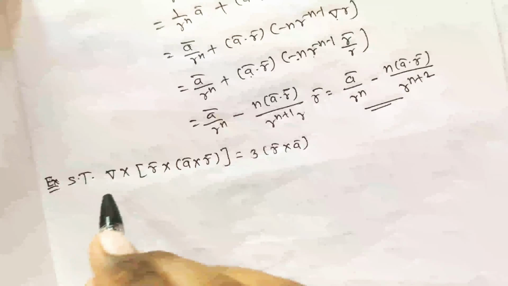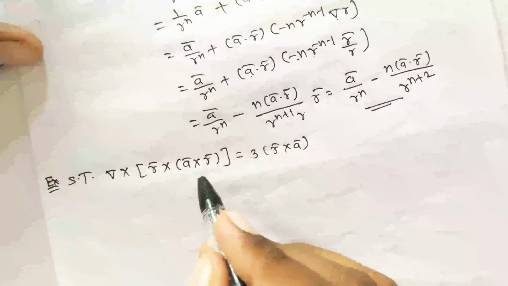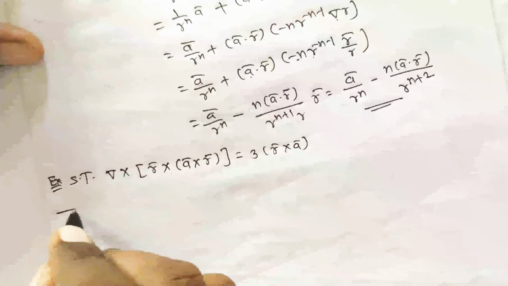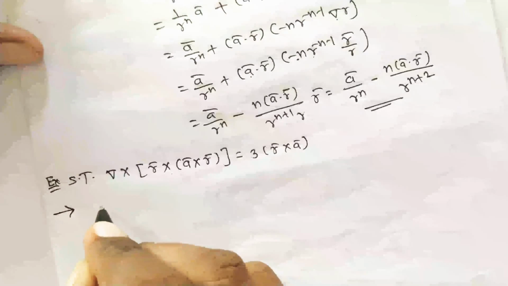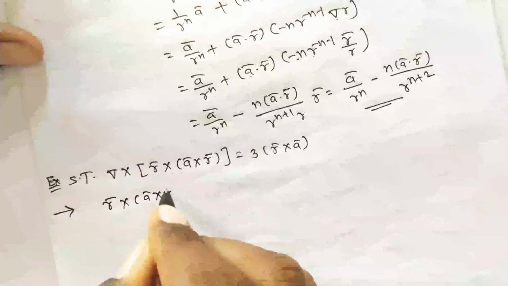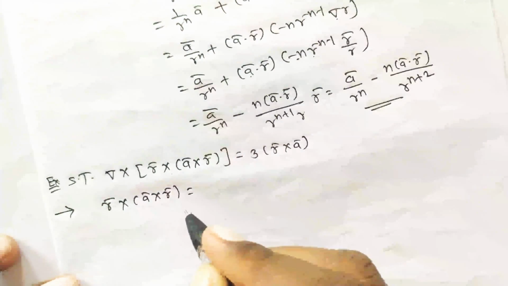So the next problem is, show that del cross r bar cross a bar cross r bar is equal to 3 times r bar cross a bar. For this problem, first we will simplify this square bracket, that is, consider r bar cross a bar cross r bar. How do we find r bar cross a bar cross r bar?